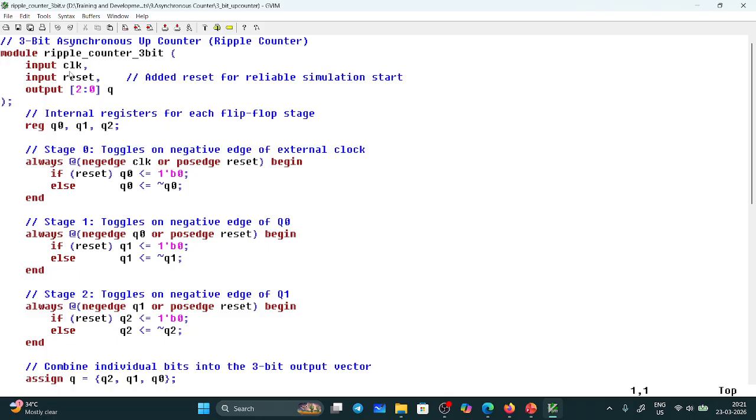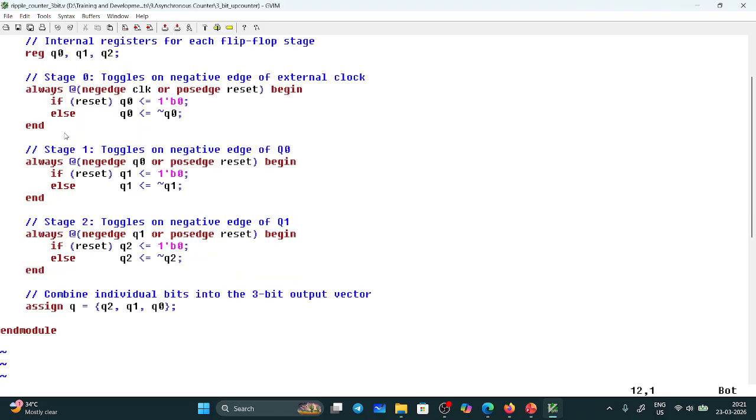I'm declaring input clock, input reset, output [2:0] Q. Why? Because it is 3 bits. I need to declare the internal registers, that is Q0, Q1 and Q2. So here, what is stage 0? The LSB flip flop always toggles. So always at the posedge of clock or posedge of reset begin, if reset equal to 1, I am resetting Q0 equal to 0, else Q0 equal to not of Q0.